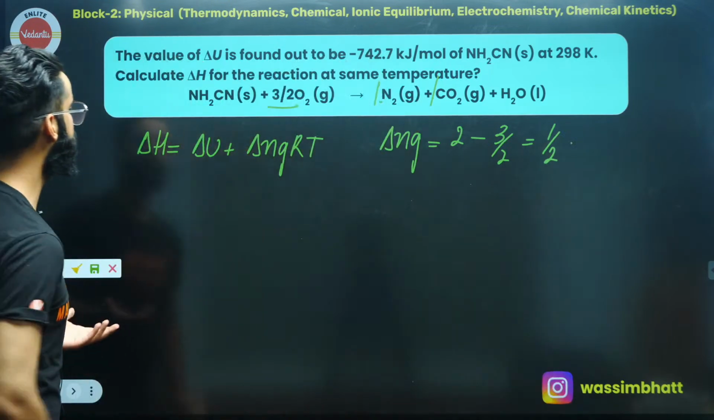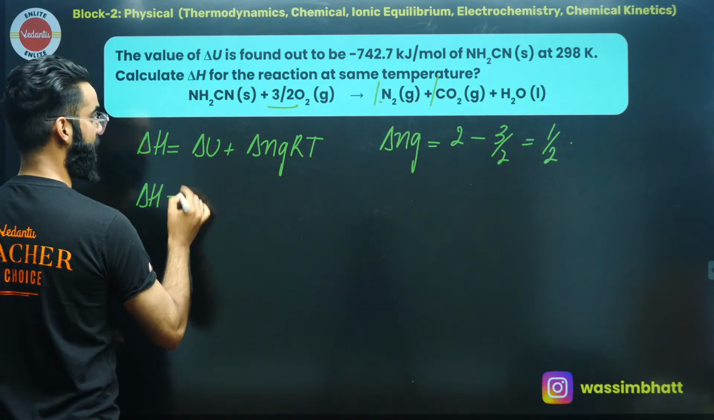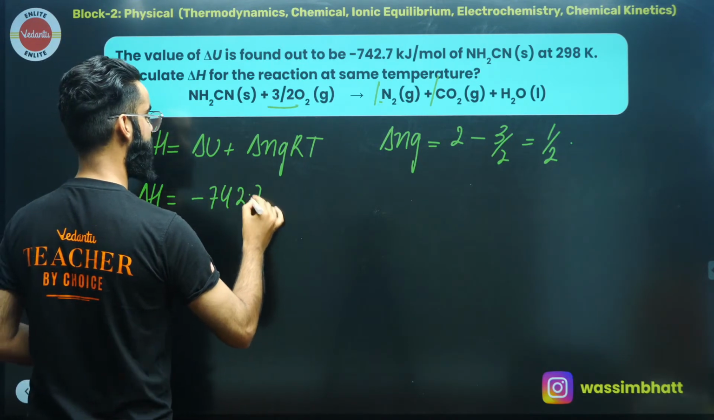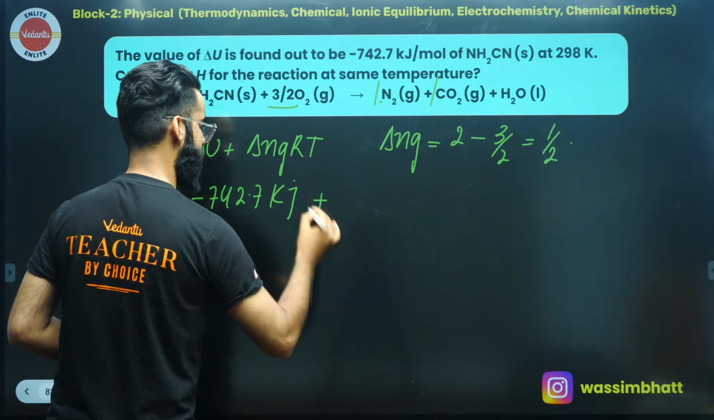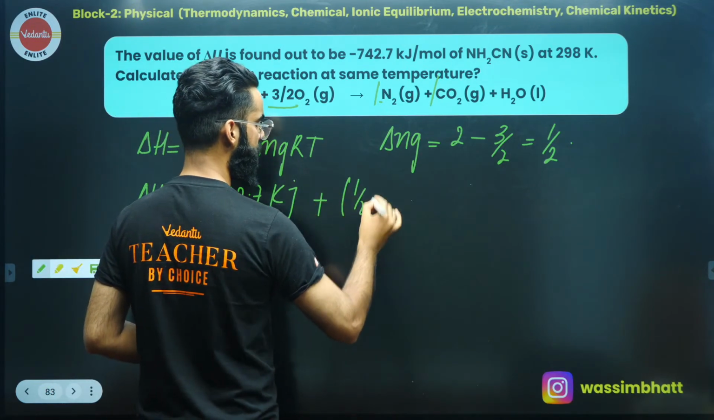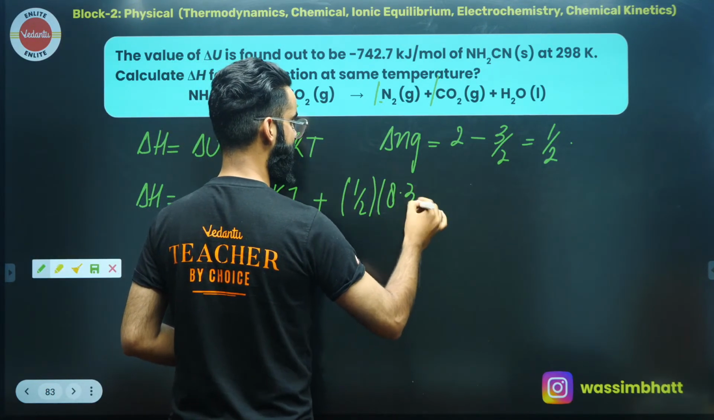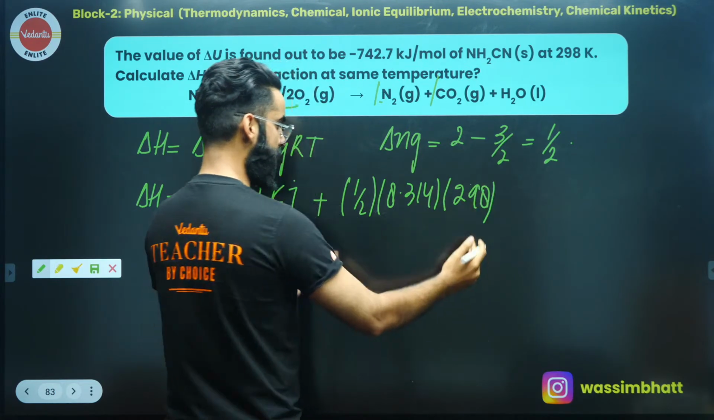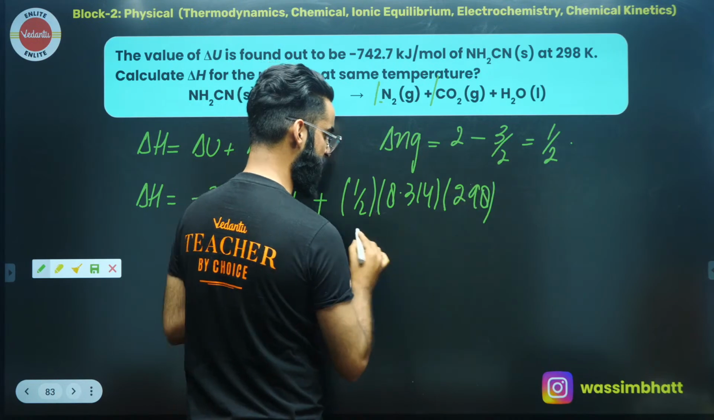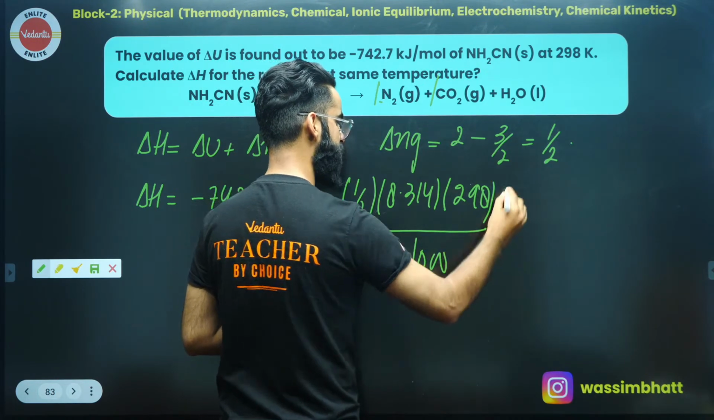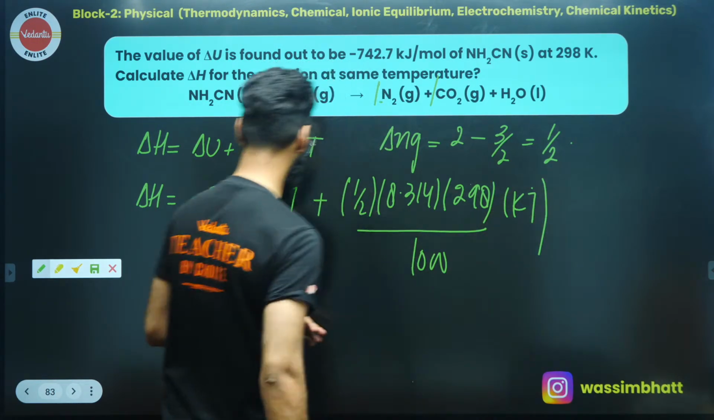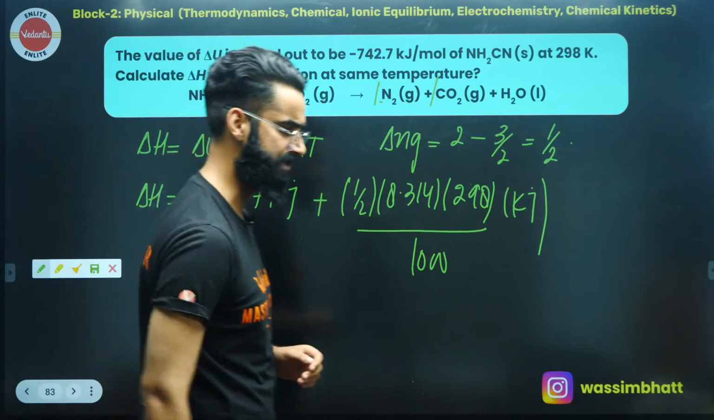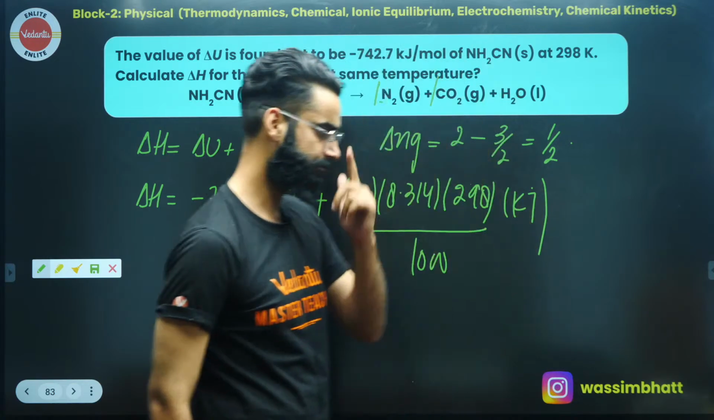Since you calculated delta Ng, the value of delta H is going to be delta U. Delta U is given to us as per the question, minus 742.7, but this is in kilojoules, right? Plus delta Ng value is 1 by 2. R value I shall be using as 8.314 joules per Kelvin per mole. Temperature is given to be 298 Kelvin. Let me tell you, the units of this whole term will be in joules right now, so divide it with 1000, so that this comes in kilojoules per mole as well. So now add them up and get the value of delta H from here. That's something which you are supposed to calculate. As simple as that, right?